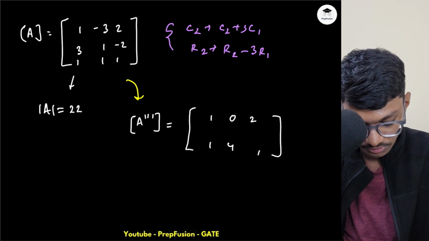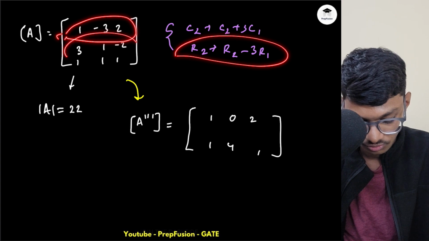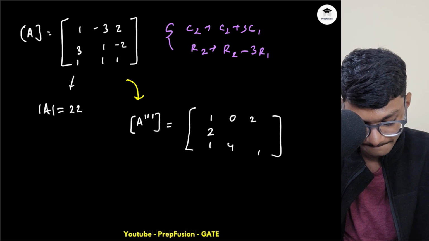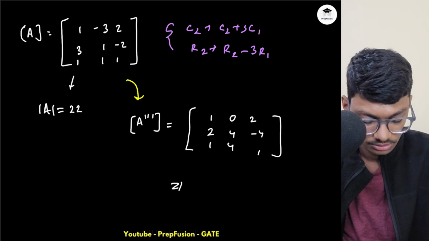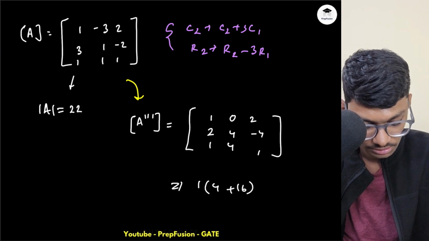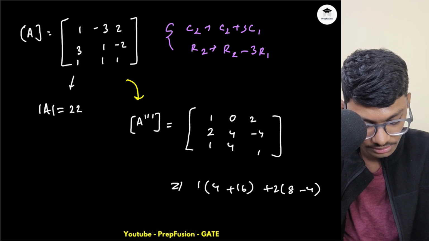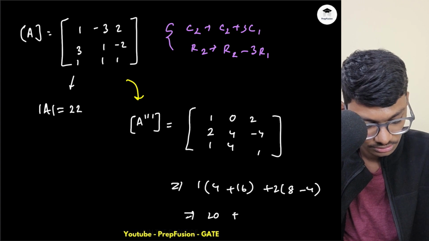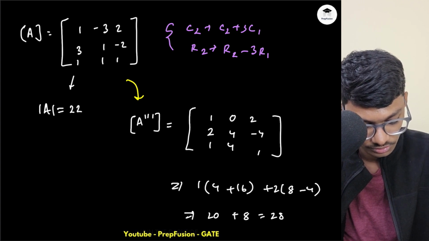Yeah, 3 minus 1 will be 2. So I'm just using the old row 1 and row 2, not the new one. So this will be simply 2, then 4, then minus 4. So let's compute the determinant for this. The determinant for this is 1 times 4 plus 16, then 0, then plus 2 times 8 minus 4. So it is 20 plus 8, so it is 28.